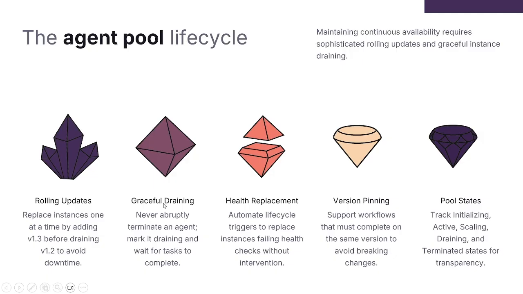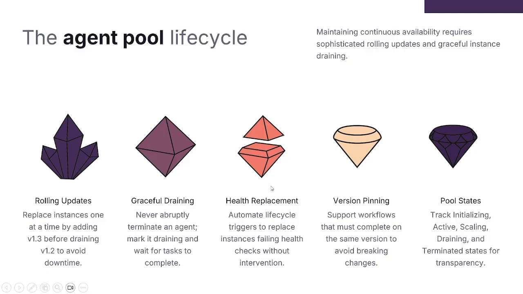Then you can also implement graceful draining, which is to never abruptly terminate an agent. Put it in draining and wait for tasks to complete. If there is a task that the agent is doing, let it complete the task and drain all the information in the agent before you take it down. Health replacement: automate lifecycle triggers to replace instances failing health checks without intervention. So you can automate the lifecycle of the agent instead of just abruptly replacing them.